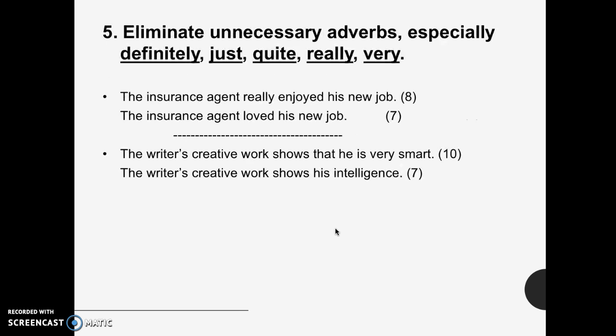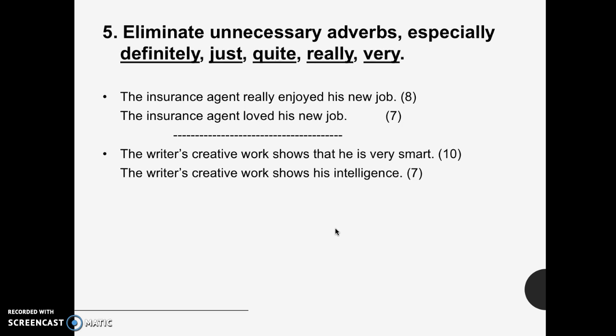Number 5, kind of talked about these in some of the examples, but get rid of unnecessary adverbs, like definitely, just, quite, really, and very. And again, there's probably nothing wrong with them, but to tighten your style a little bit, if you can try to avoid those words, it'll make it that much better. And so really enjoyed, in that first sentence, changes into loved, which is a different word, and it eliminates one word that you don't need in there.